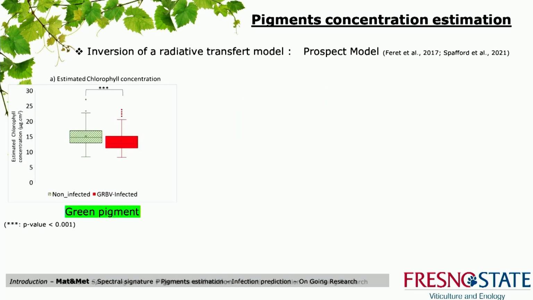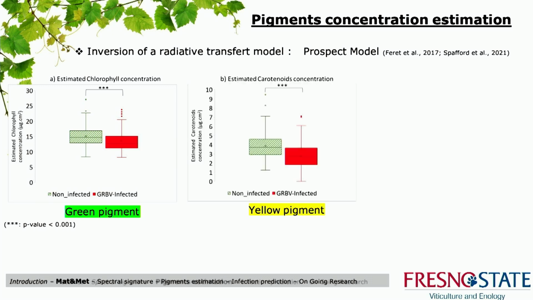Thanks to this signal, to the hyperspectral signature, we can also predict pigment content of the different vines that we sampled. So we predict the green pigment, the chlorophyll. And we noted that with our prediction, we have roughly more chlorophyll in the vines that are non-infected than in the vines that are infected by red blotch. The carotenoid, which is a yellow-orange pigment, is the same. We have an estimated concentration that is higher in the vines that are non-infected.